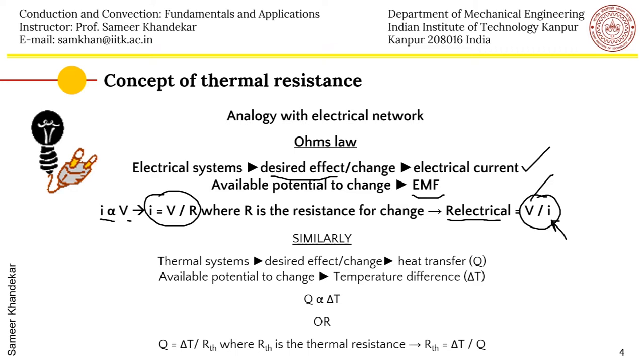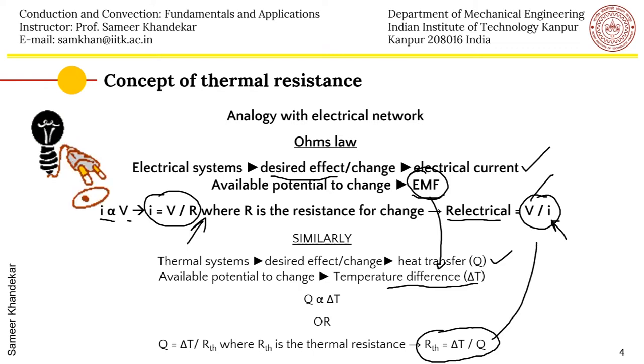Similarly, in thermal systems, we have the desired change as the heat transfer, and the available potential to change is the temperature difference. So if you see the electrical analogy, the potential difference EMF is related to the thermal potential difference, which is the temperature difference in thermal systems. So Q is proportional to delta T, or analogous to the electrical resistance, we can write a thermal resistance R thermal as delta T divided by Q. So if you compare this, you see the analogy between the two. This is the potential to change, this is the resistance to change, and this is the desired change which we want from the system, and that is the heat transfer.